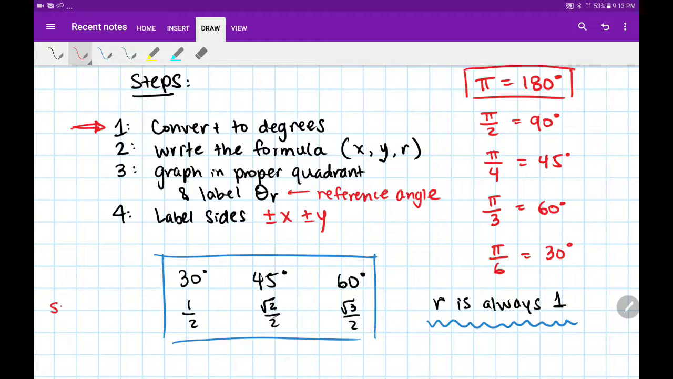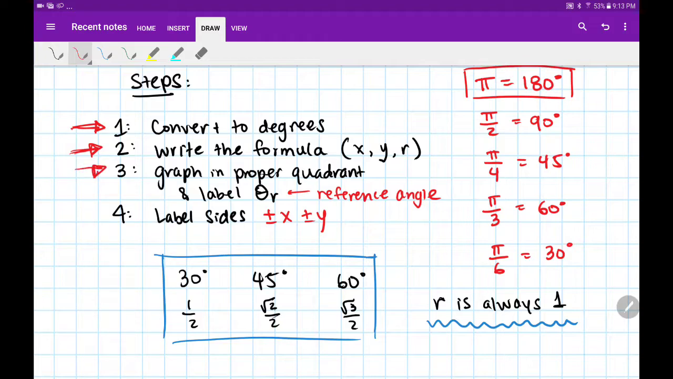Now step 2 asks you to write the formula. For example, if you're asked for sine of 30 degrees, you should immediately write y over r, right? Because sine is asking you for the y side over the r. If I said cosine of 60 degrees, you should write x over r. That's what I mean by write the formula. Write down right away what you need in terms of x, y, and r.